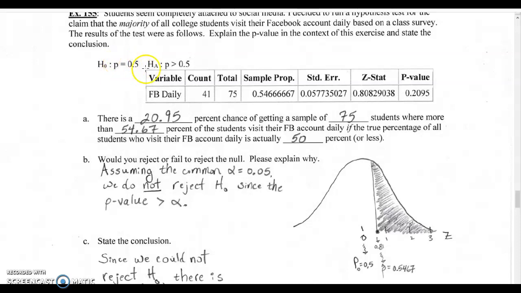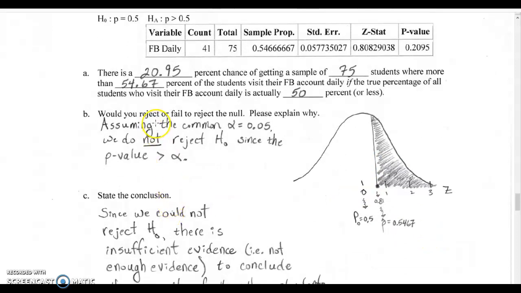So there is not enough evidence to support the alternative, which is that I was hoping to show that a majority visit Facebook daily. So what does the p-value mean? It means there's a 20.95% chance of getting a sample of 75 students like we have, where more than this percentage, the sample proportion, 54.67% of the students, visit their Facebook account daily if the true percentage of all students is actually 50%, technically, or less. In other words, that's the chance of getting your test statistic or one more extreme. That's what a p-value is.